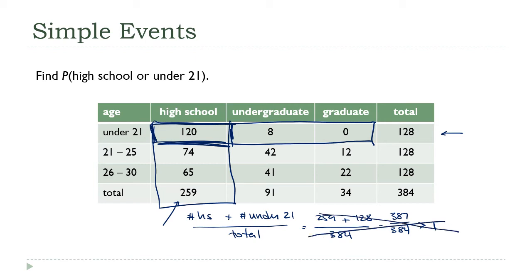Here's what I'm going to do. I'm going to start the same way, with the 259 plus the 128. Now, I know I'm in trouble at this point because I've overcounted. I've counted these 120 people twice. I can fix this by just subtracting them out. So I subtracted out my duplicates, and when I did that, I end up with 0.695, which is less than 1. So that works. That's going to be our fix.